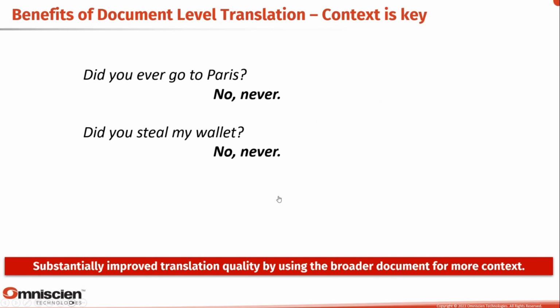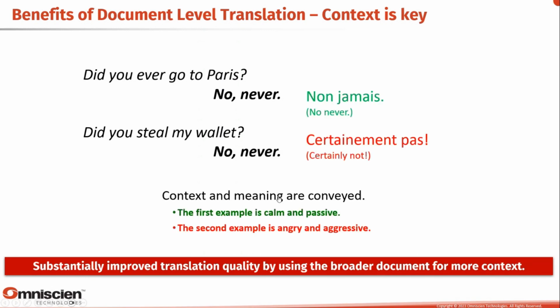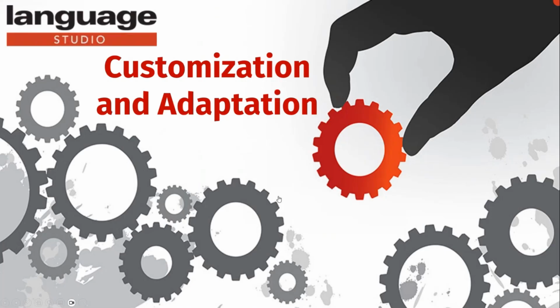Okay, so here's an example. If you have this context here, did you ever go to Paris? No, never. That is just a regular response. Well, if the question is, did you steal my wallet? Then you might be offended. And no, never. You would say in English, no, never. But in French, you would actually express that with different words. Okay, I'll pass on to you.